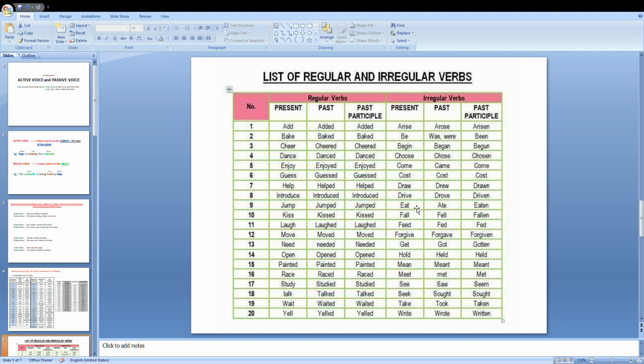Take a minute, pause this video here, and just make a note of all these words so that you get a sense of how verbs are changing into different forms. I will record a video later specifically on how verbs change into different forms so that you get a better understanding of that. But for now, let us go back to active and passive voice.